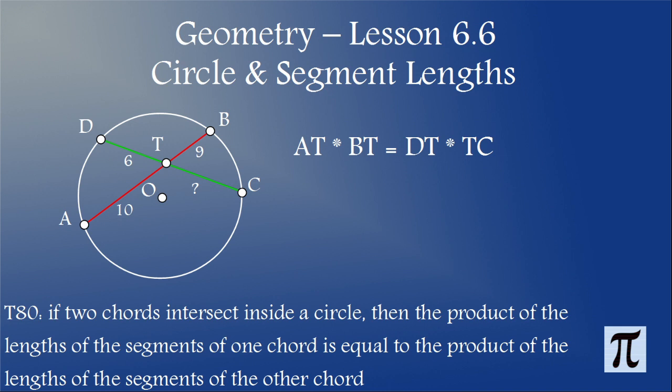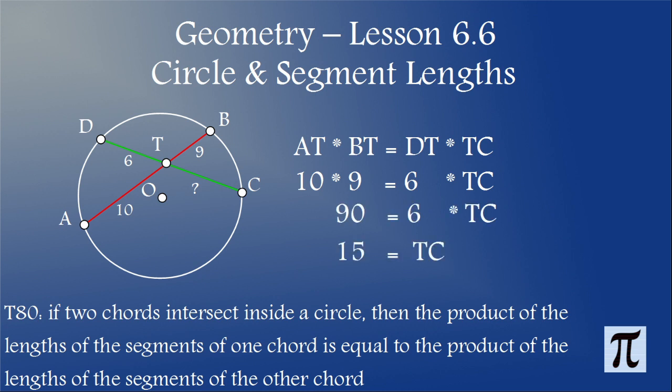Let's do a quick example. Here, the length of DT is 6, the length of AT is 10, and the length of TB is 9. So we can substitute those into the equation we have here, like this. We're trying to figure out what is the length of segment TC. We can simplify the math and find out that TC is equal to 15.